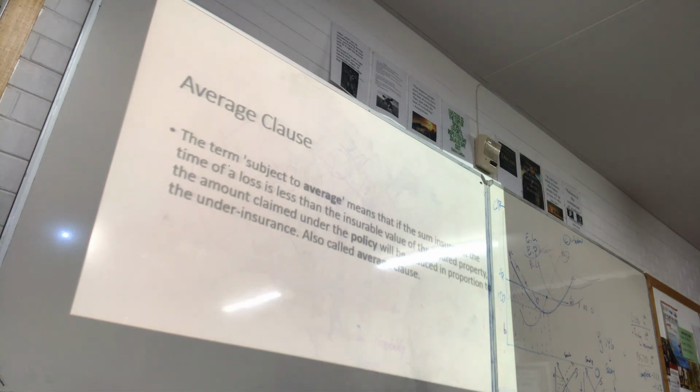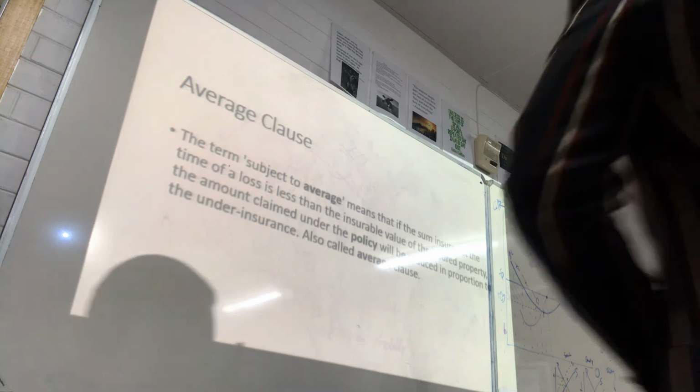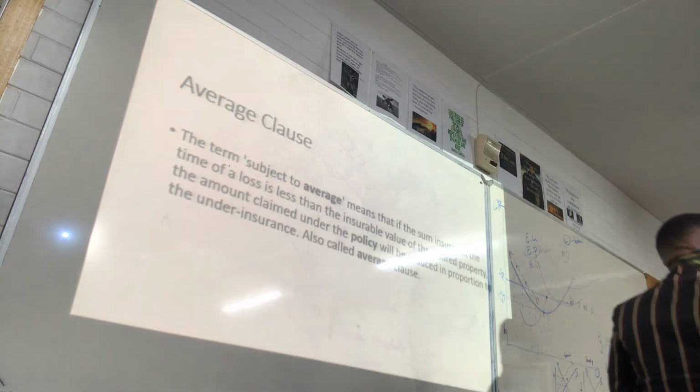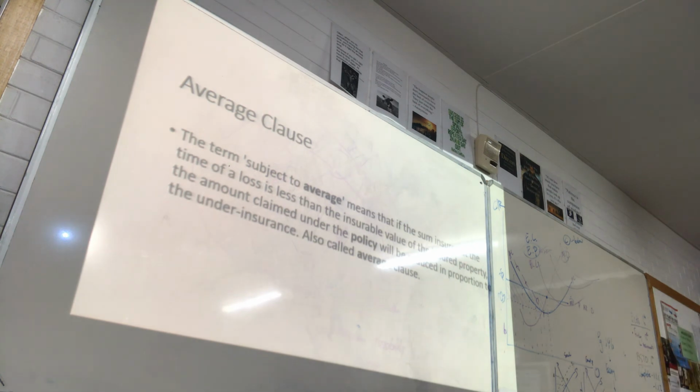Okay, because you've underinsured it. And that's basically the average clause. So the company will come and say, the thing's worth R1 million, and you only pay like 700,000. So you're only going to get paid out like 600,000, basically.